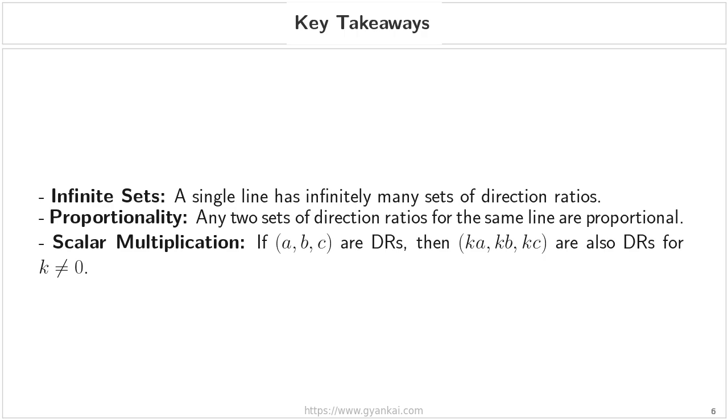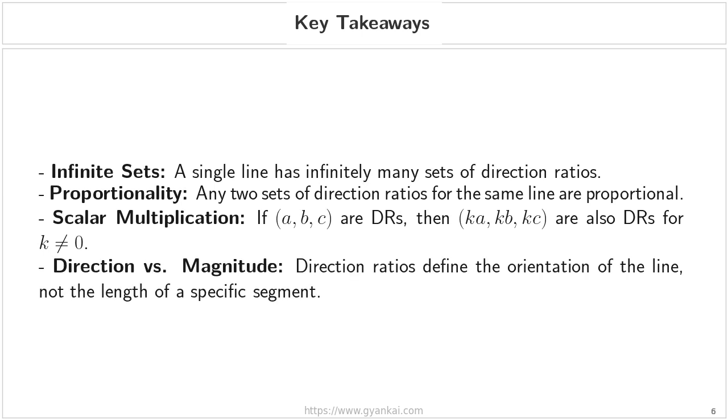Third, this leads us to the rule of scalar multiplication. If you have a set of direction ratios, let's call them a, b, and c, then you can multiply each of them by any non-zero constant, which we'll call k, to get a new set: k times a, k times b, and k times c, as long as k is not 0. This new set is still a valid representation of that same line. Finally, it is crucial to distinguish between direction and magnitude. Always remember that direction ratios are designed to define the orientation or the slope of the line in space. They are not concerned with the length or the magnitude of a specific segment.